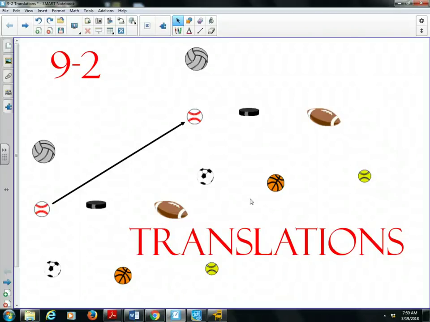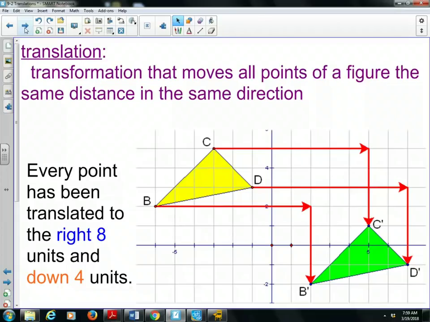We're talking about another transformation today. This transformation is called a translation. A translation is a transformation that moves all points of a figure the same distance in the same direction. So it's another case of isometry where the shape stays the exact same size.